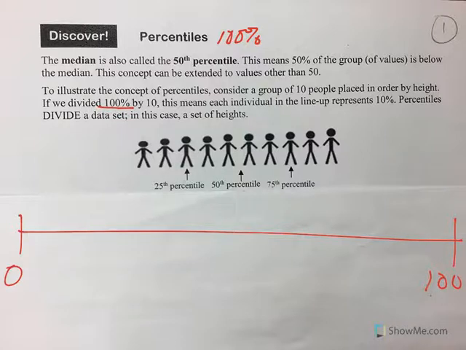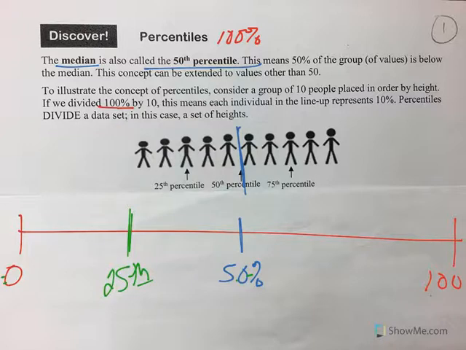You can read these words, but they talk about the median being the 50th percentile. Well, the median we know is the number directly in the middle. If we cut this in the middle, halfway between 0 and 100 is 50%. That's why the person in the middle is the 50th percentile. And if I take 0 and 50 and cut it in half, that gives me the 25th percentile. If I take 50 and 100 and cut it in half, I get the 75th percentile. So it's all about cutting things in half.